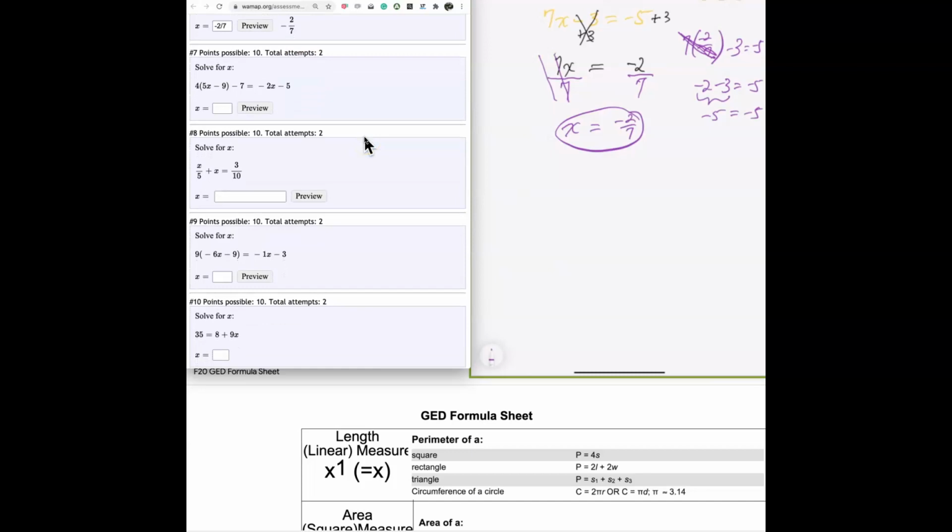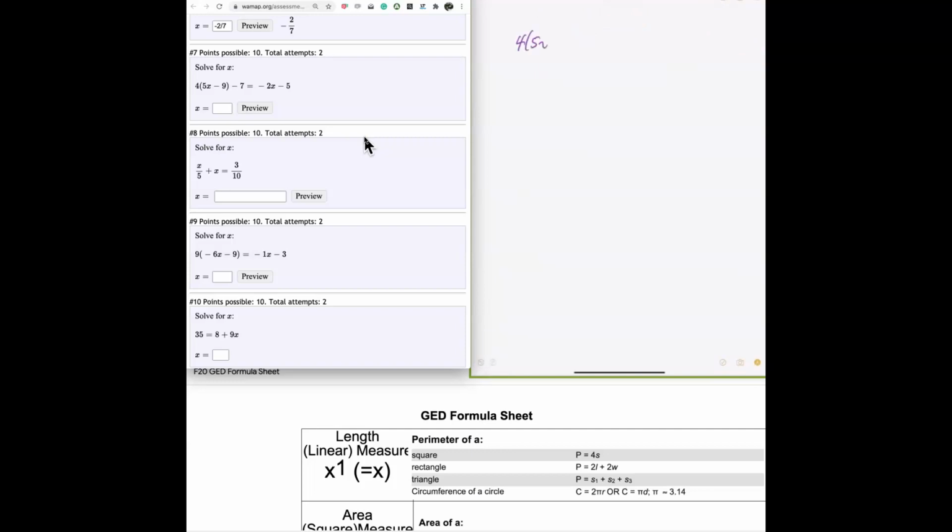All right, so let's take a look at number 7. Clean sheet. Number 7. Solve for x. So we've got 4 times 5x minus 9 minus 7, and that's equal to negative 2x minus 5. Lots of negativity here. Okay. So does everyone remember what to do on these?